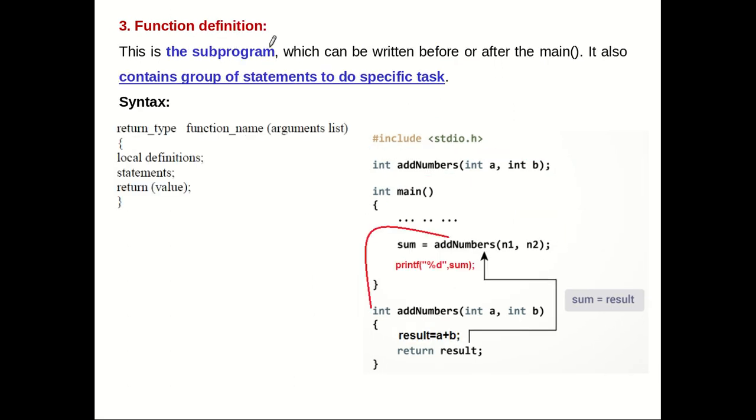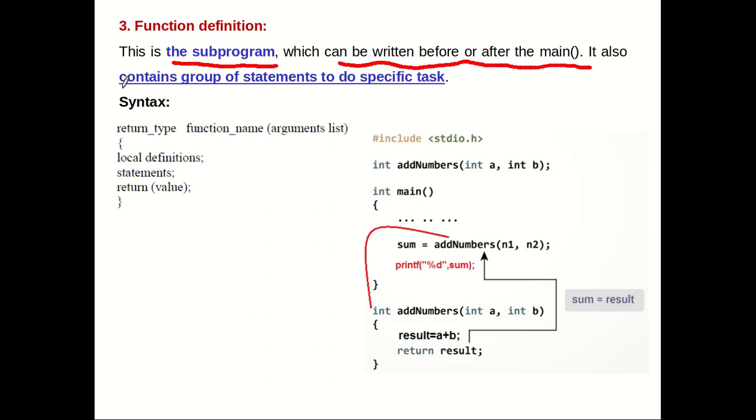And next, function definition. The function definition is nothing but a subprogram which can be written before or after the main. It also contains a group of statements to perform a specific task. So what operation has to be done, or what task has to be done, that information will be present in the function definition. The function definition will have a set of statements to perform a particular task.